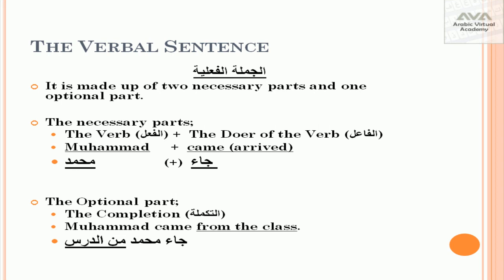And these are the three parts of the jumla fi'liya. Two of them have to be there, as we said, and this is the fi'l and the fa'il, and then we have a takmila.